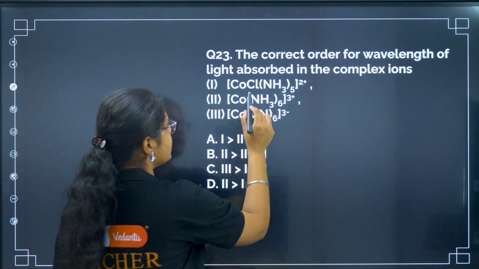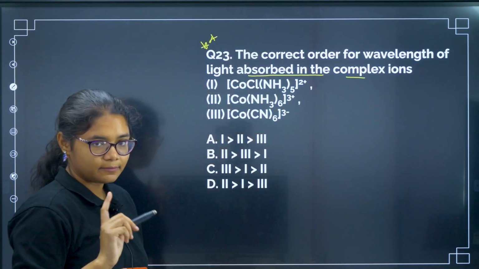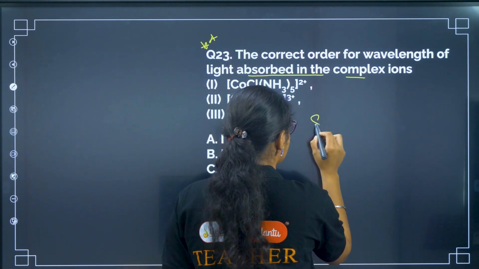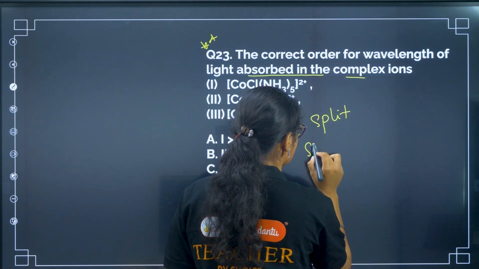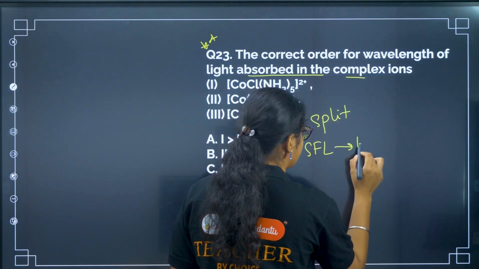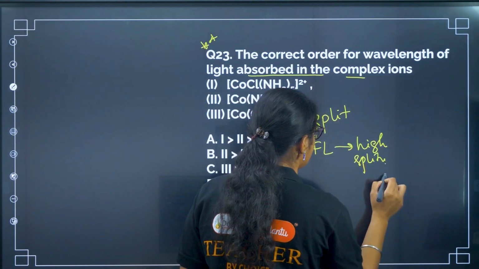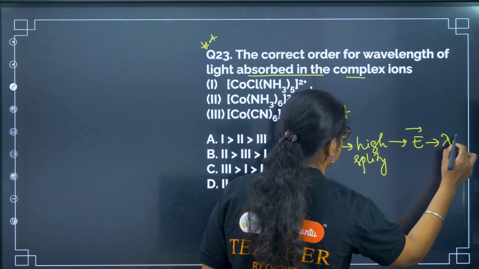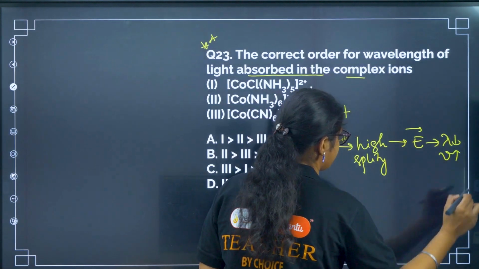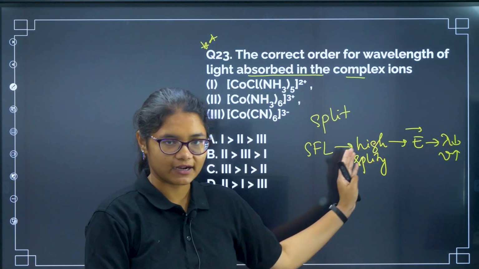Okay, next, the wavelength absorbed. Yes, this is a very conceptual question. What is the concept here? See, if splitting is high, in case of strong field ligand, high splitting, then what will happen? High energy wavelength will be absorbed, wavelength will be low, frequency will be high. We know wavelength and energy are inversely proportional. So this is the condition.